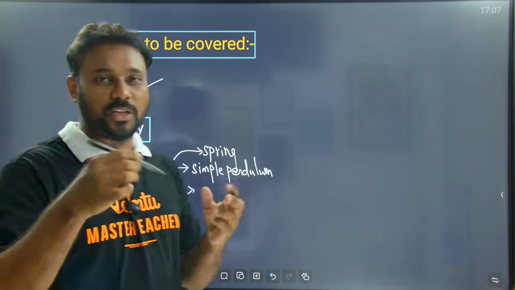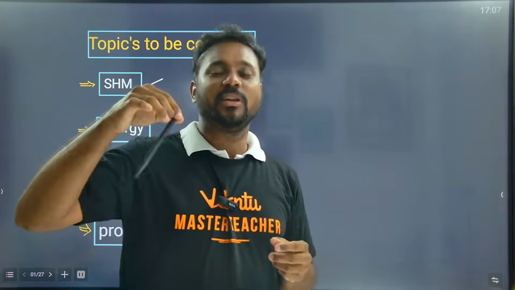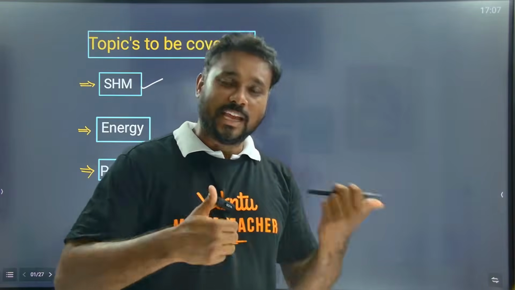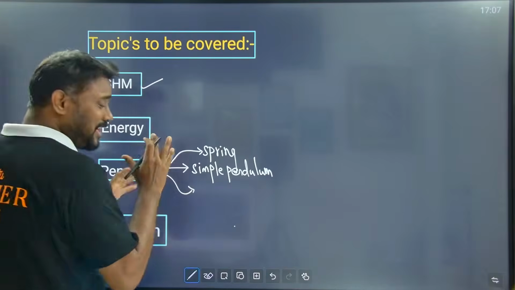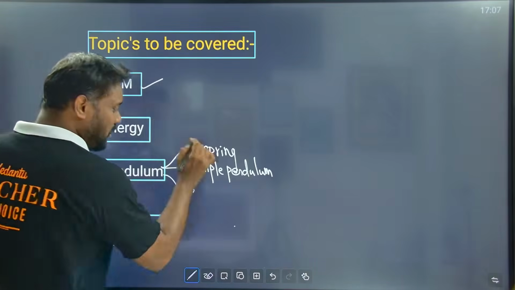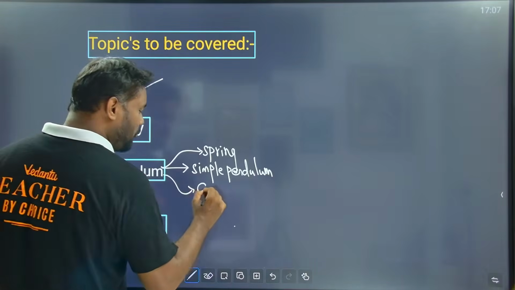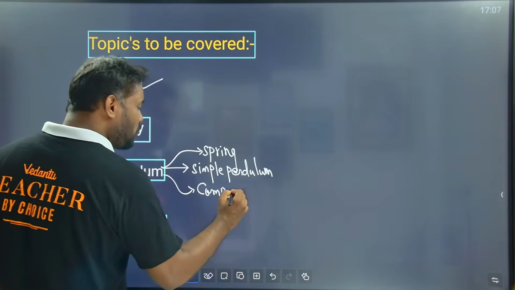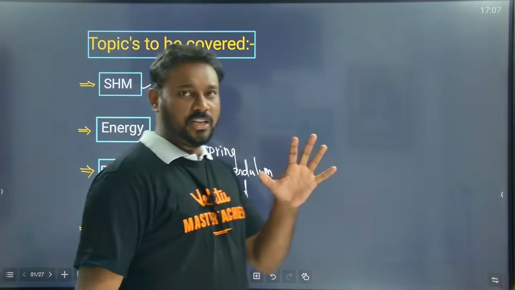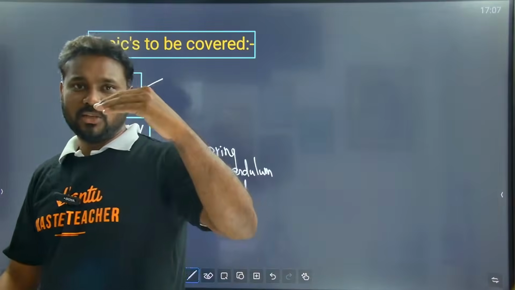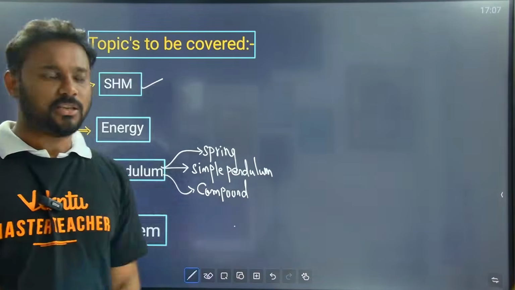So this is a rigid body. Once it oscillates, we are going to calculate its time period. So this is very important. For the pendulum, we are going to calculate the time period. Okay, so this is what is called a compound pendulum. So these three ideas are what we are going to discuss. And at the end of this session I will discuss some problems. So while teaching the idea I will discuss the problem also.